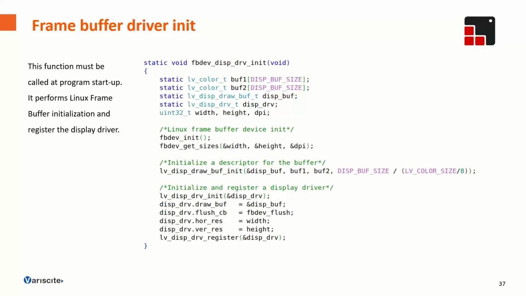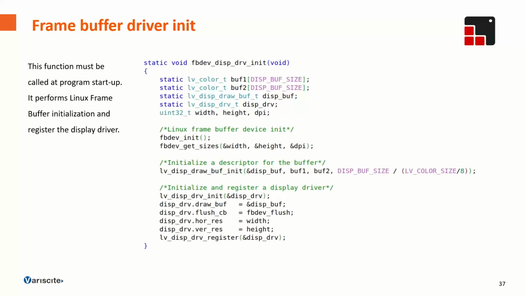There is the initialization of the FrameBuffer. The FrameBuffer basically has its own APIs from the LVGL library. You don't need to care about the resolution. This API, the FBDev get sizes, just queries the kernel and retrieves the information it needs. Then you initialize the descriptor of the buffer.